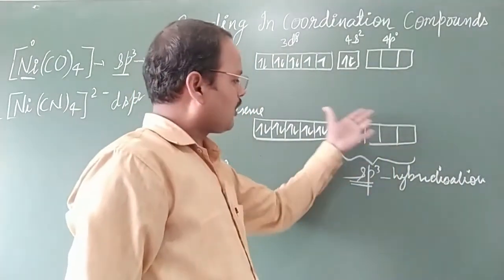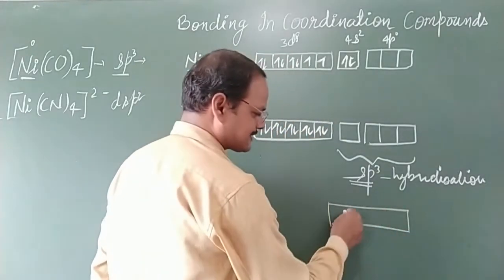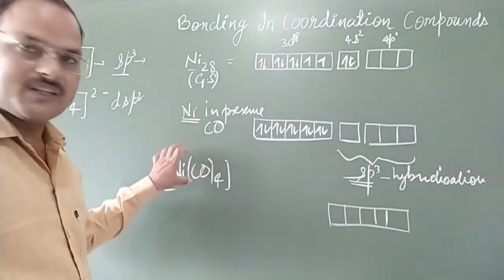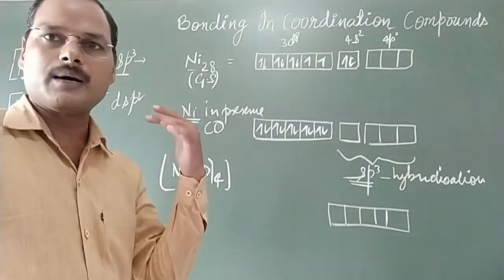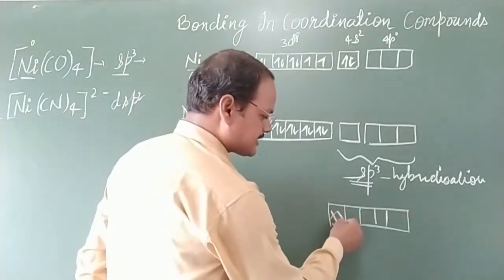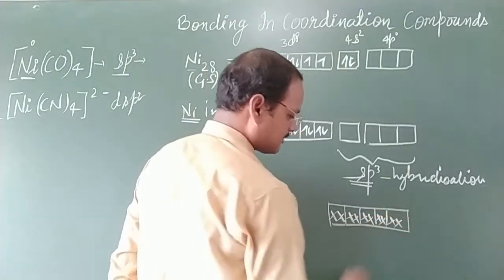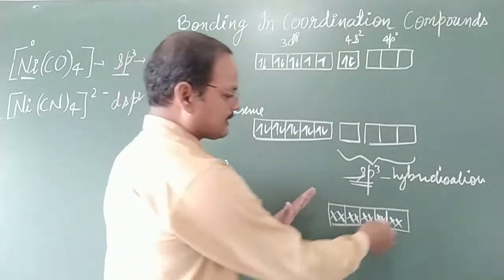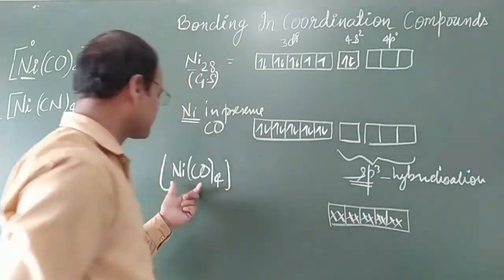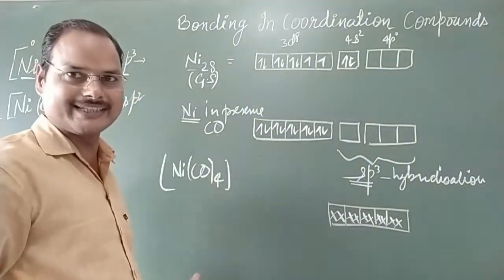After hybridization, all these 4 orbitals become of the same kind, with the same energy and same structure. Now, in this case, nickel will take a pair of electrons from all 4 carbonyls. It means there is a formation of 4 coordinate bonds with 4 carbonyls, and this is the coordinate bond formation which is taking place in this compound, nickel tetracarbonyl. I hope you are getting all these things.